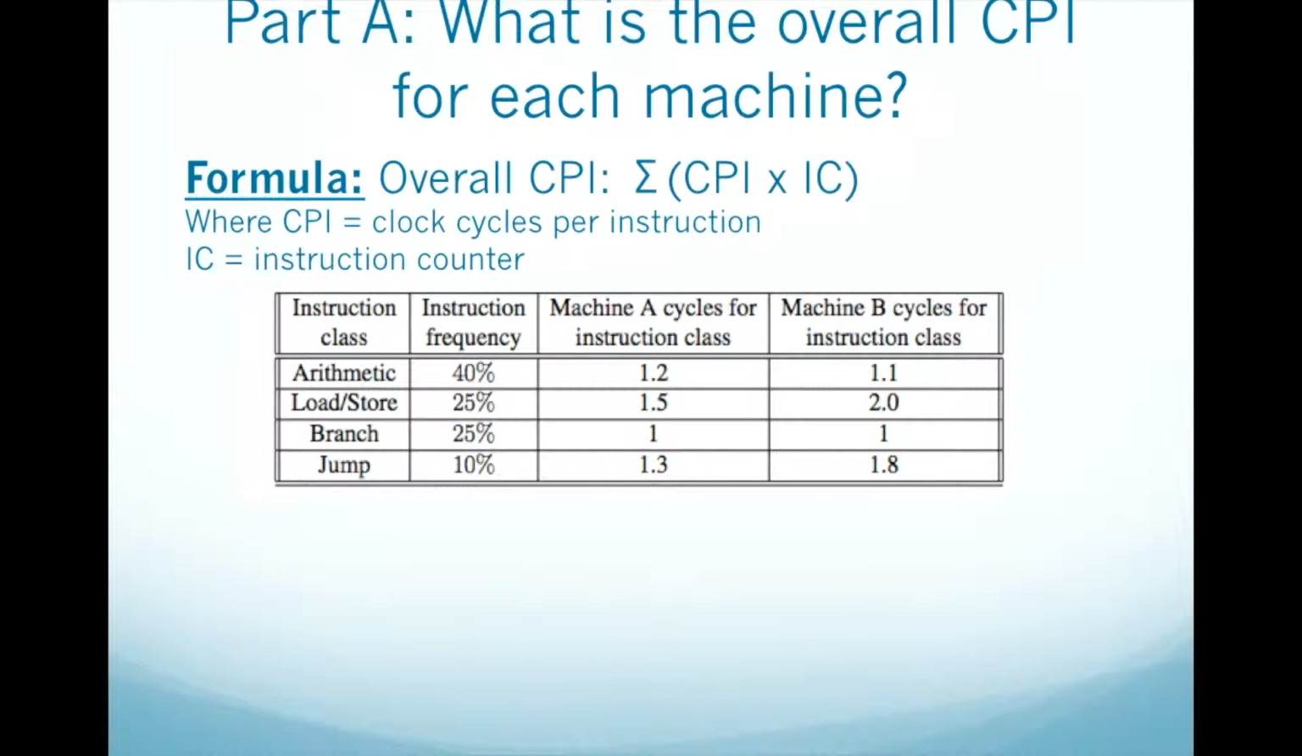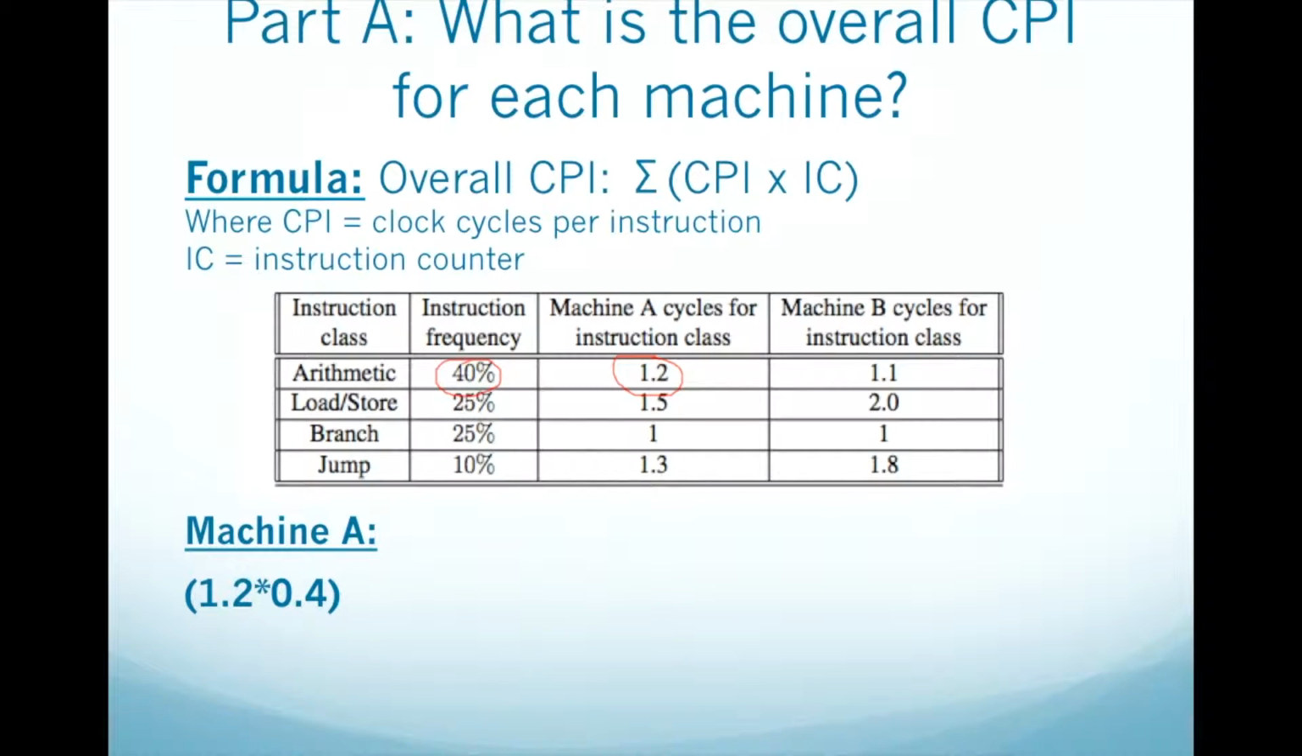So as we can see, let's do the overall CPI for machine A first. When you're looking at machine A, you first want to see the CPI. The CPI is located right here. So we get the CPI, we multiply it by the IC, and this can be seen right here. And then you just add up the CPI times the IC for all of them. So for example, you would just continue the process.